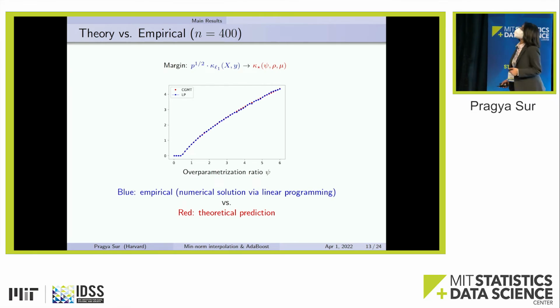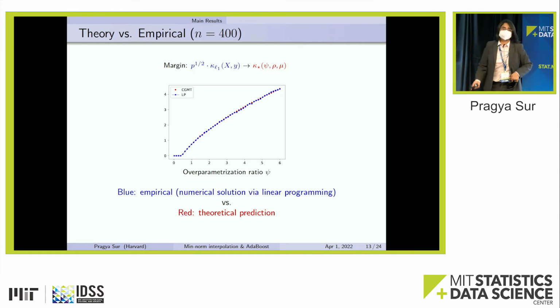So what are we doing? The blue points are the empirical version of the margin. And given any data set, if it's a linearly separable data set, I can numerically compute what the margin is going to be. That's because you can do that by solving a linear programming problem. So those are the blue points. That's the empirical version. And the red points are the limit of this margin that our theory gives us. So that's something completely theoretical. And the point is, do they match?